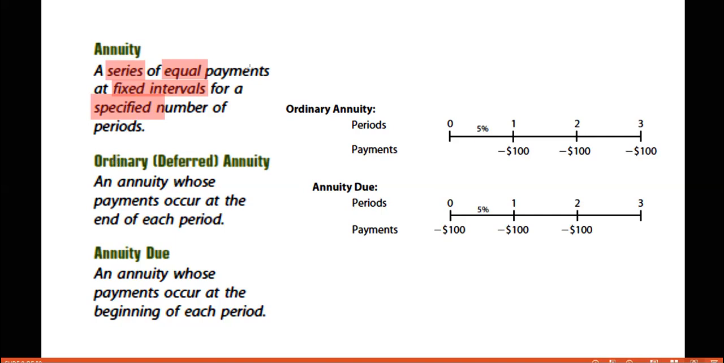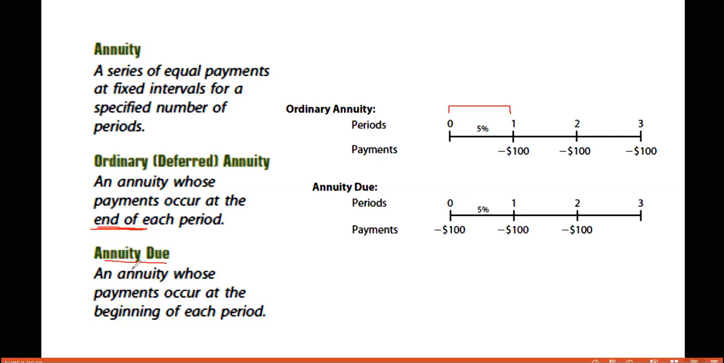We have two different types of annuities. One is ordinary annuity and the second is annuity due. An ordinary annuity is an annuity whose payments occur at the end of each period. At the end of each period means when you make payments after completing one time period, then this is an ordinary annuity, or you can say deferred annuity.